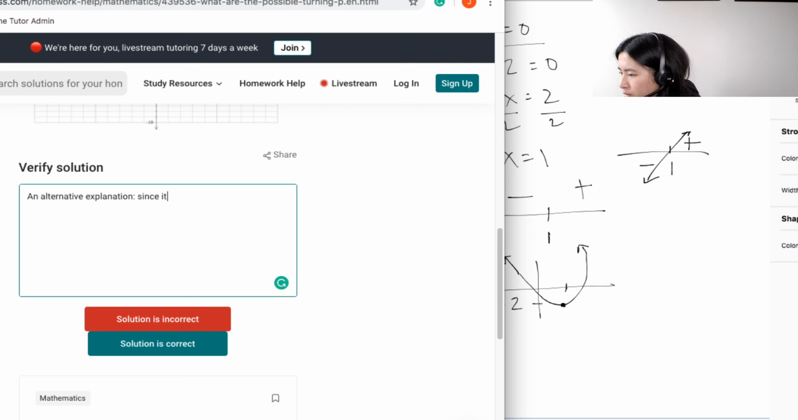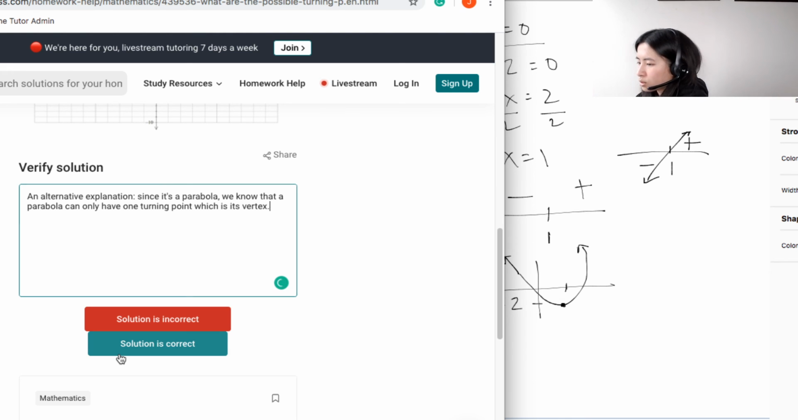Since it's a parabola, we know that a parabola can only have one turning point, which is its vertex. Okay, solution is correct. Great.